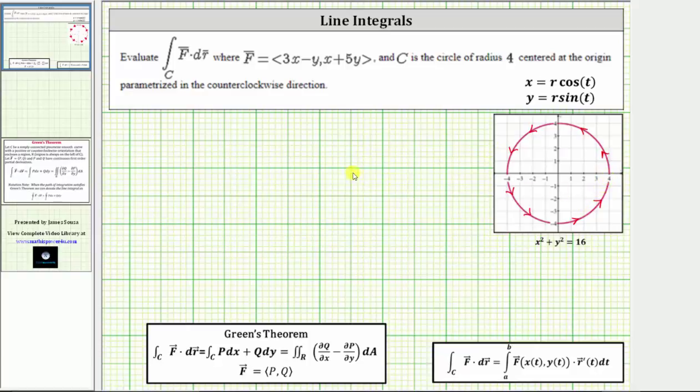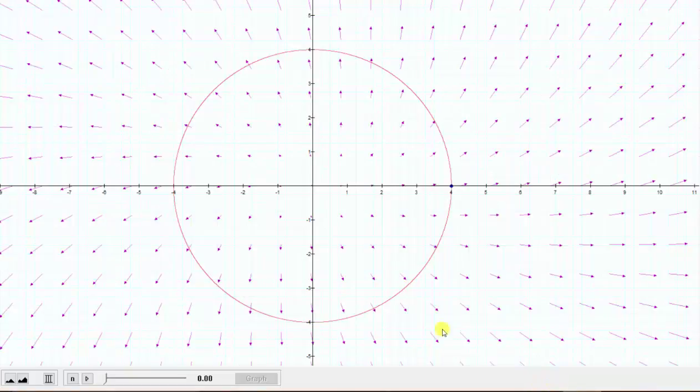Looking at this graphically, the vector field or force field is graphed in purple and the curve C is graphed in red. If we follow this blue point around the circle in a counterclockwise direction, again the value of the line integral would be the amount of work the force field or vector field does on the particle.